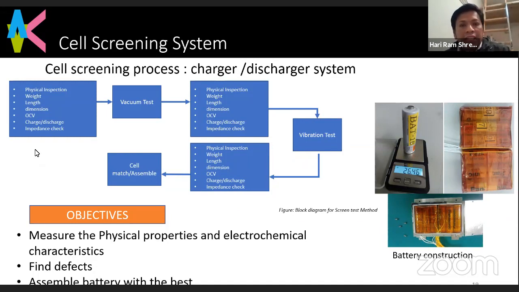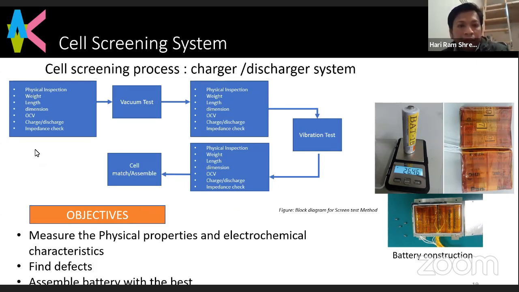What we did: the physical inspection is also necessary, but we also need to measure weight, length, dimensions, physical measurements, and the charging and discharging. It means the impedance checking method. After that, we do the vacuum test at low pressure inside the vacuum chamber. After that, we measure again with the same process, and the vibration test is necessary to check whether the battery chemical is damaged, like during launch time. So we need to make sure of this part.